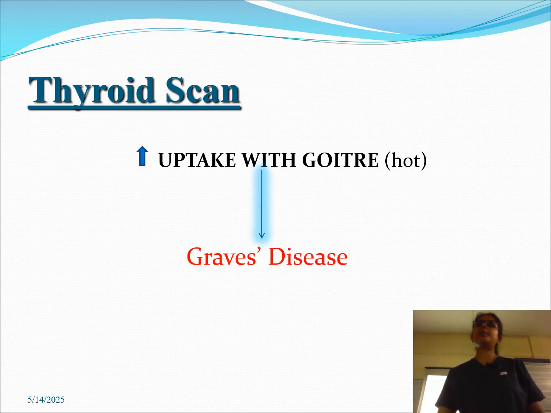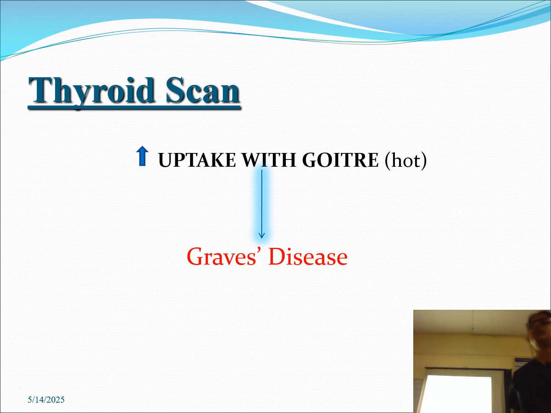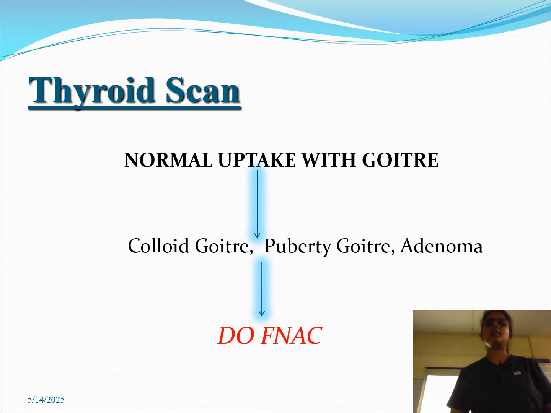If there is increased uptake with goiter, then it is called a hot scan. It is seen in Graves' disease. If the thyroid scan shows normal uptake with goiter, it is seen in adenoma, colloid goiter, and puberty goiter. For this also, you should do FNAC.